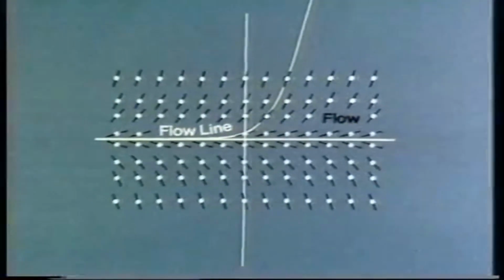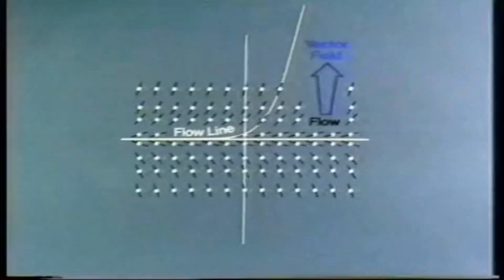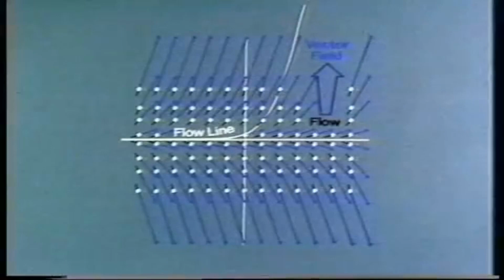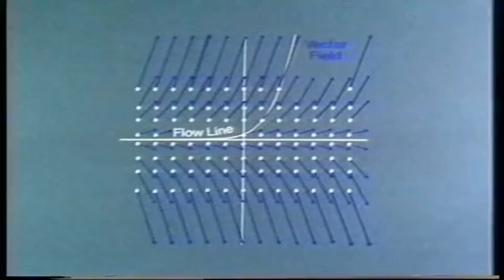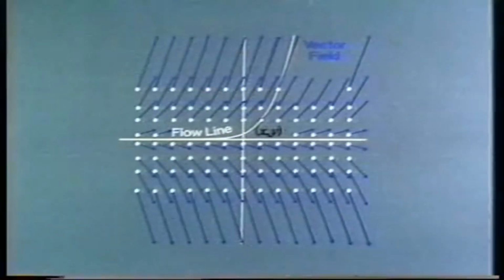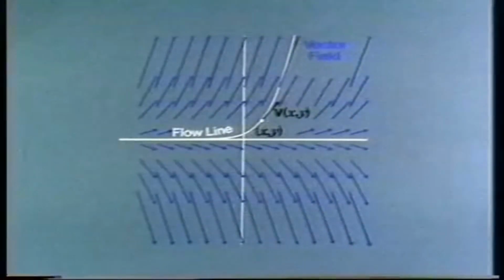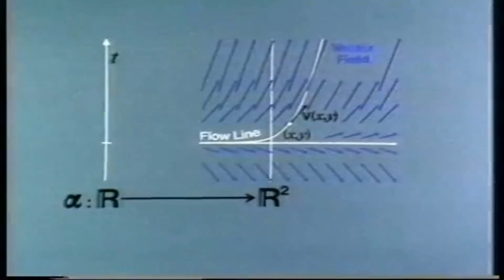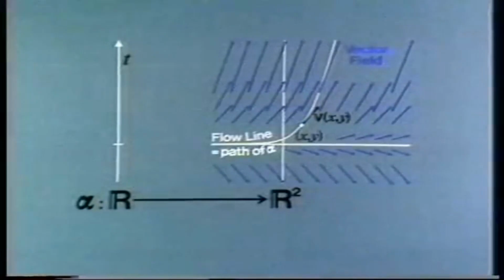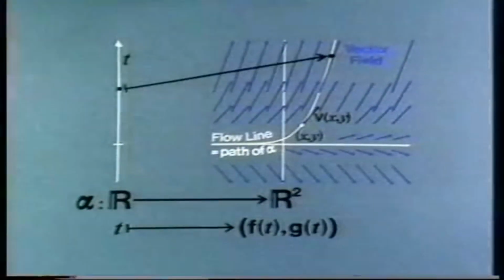Firstly, the idea of a flow was refined into the idea of a vector field. That is, the idea was augmented to include a magnitude as well as a direction at each point. So, at each point xy, we base a vector v of xy. And for the flow lines, each flow line was reinterpreted as the path of a function alpha from R to R2. That is, each point of the flow line is thought of as the image of a point t.